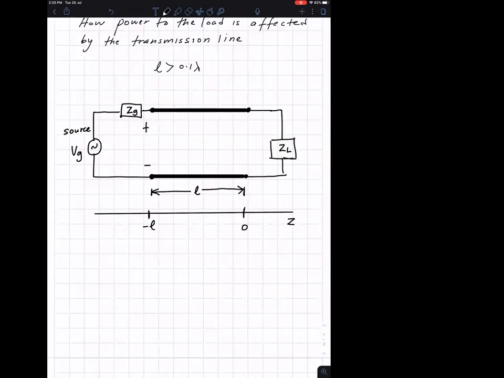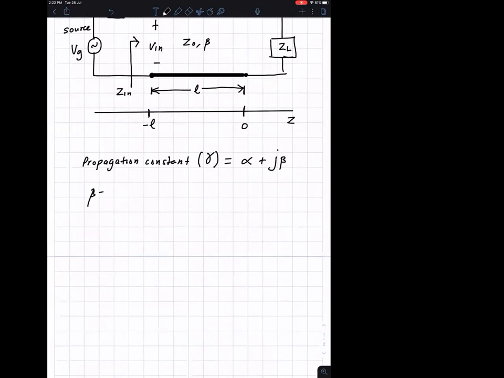This is V in, the input voltage. There's a difference between VG and V in. Then the input impedance, you can call this looking into the transmission line, Z in. And then you have a current flowing in called I in. Then here, you have the characteristic impedance of the transmission line, and beta is called the propagation, the phase constant. The beta here is the phase constant.